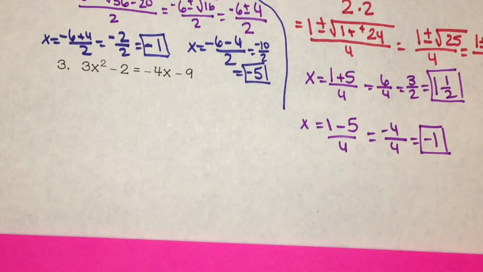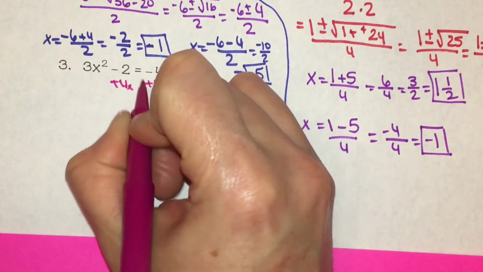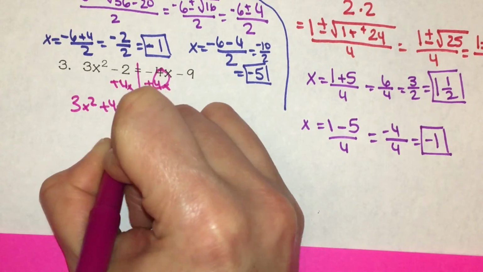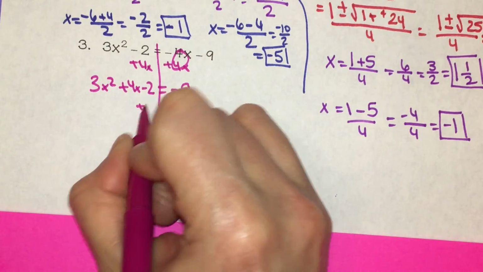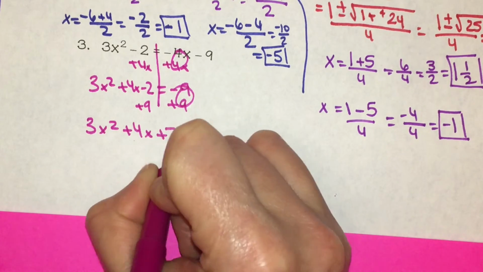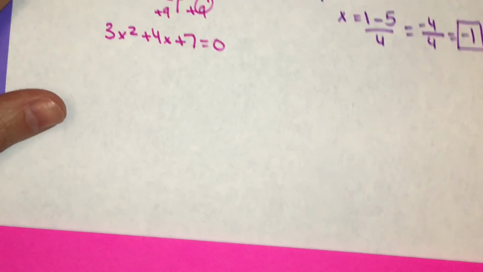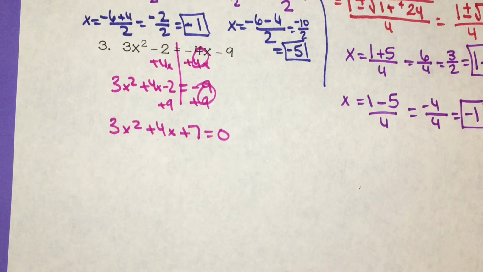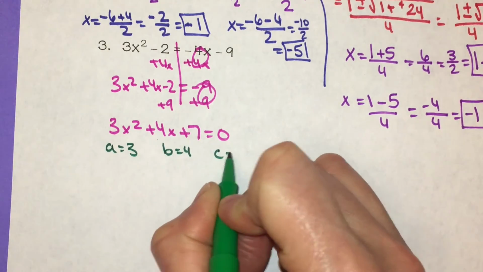All right, last one. We're going to move everything to the left. So I'm going to add 4x to both sides. And I get 3x squared plus 4x minus 2 equals negative 9. I have to also move that negative 9 by adding 9 to both sides. We get 3x squared plus 4x plus 7 equals 0. All right, so this is my problem I'm going to work with. Okay, that means that A equals 3, B equals 4, and C equals 7.